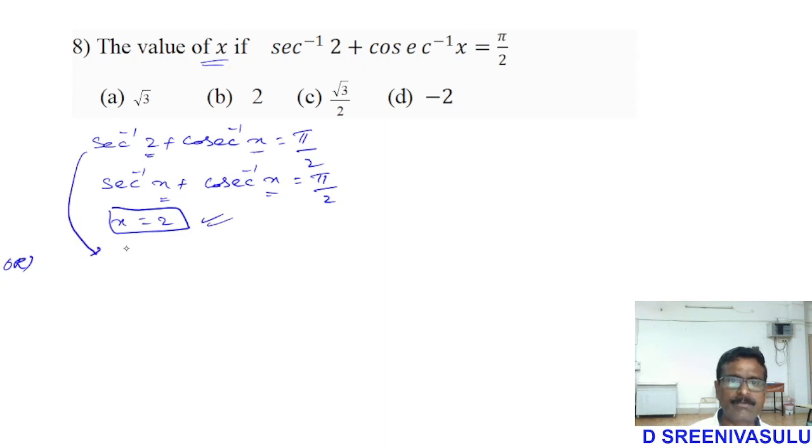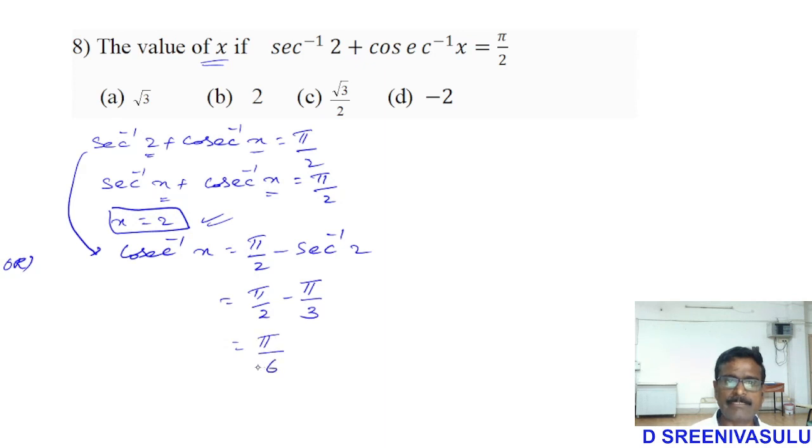Otherwise, cosecant inverse x is equal to pi by 2 minus secant inverse 2. Secant inverse 2 means cos inverse 1 by 2. In the cos table, 1 by 2 comes at 60 degrees. This is equal to pi by 3. This is equal to 3 pi minus 2 pi. This LCM is 6. Pi by 6. Cosecant inverse x is equal to pi by 6.